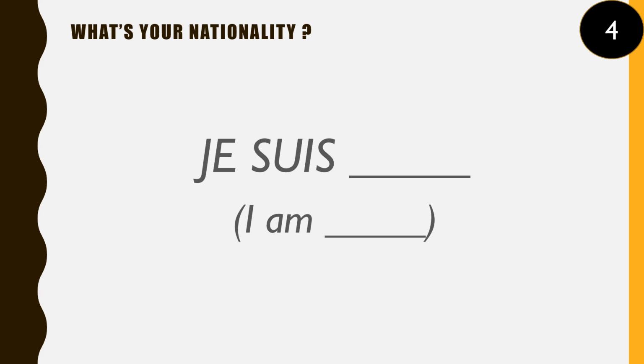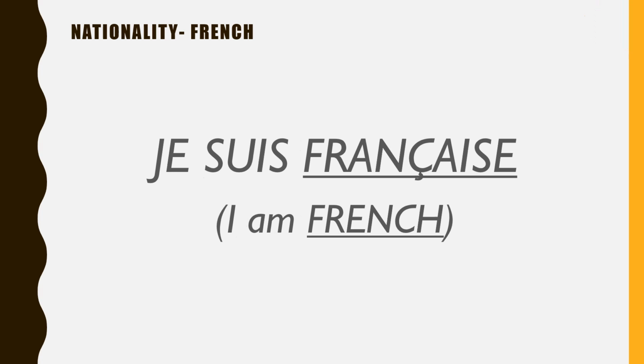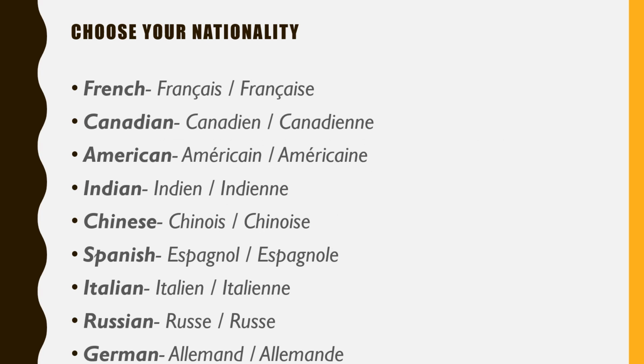What's your nationality? So in order to tell your nationality to someone, you will say je suis, and then in the blank you will add your nationality. We'll take French as an example here. So if I want to say that I am French, I will say je suis française. Je suis française. Here I have a list of nationalities. You can choose your nationality from the given list and then you can frame your sentence.